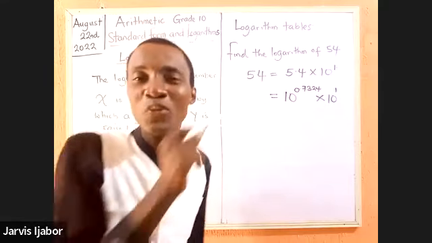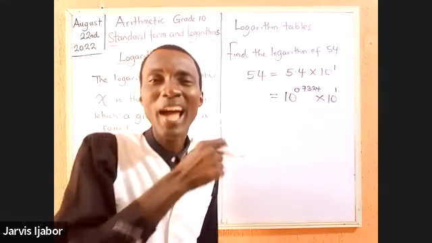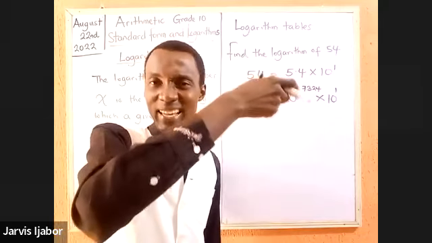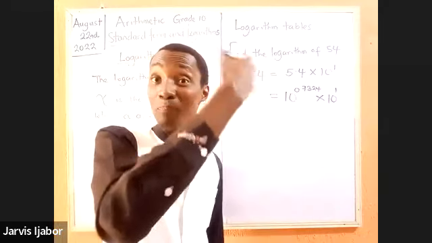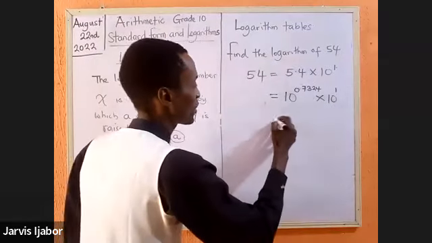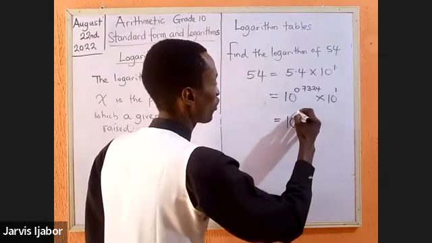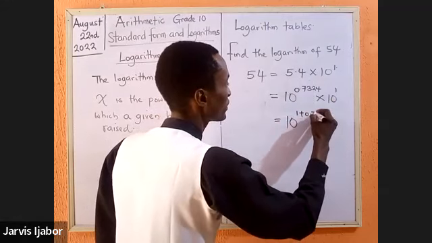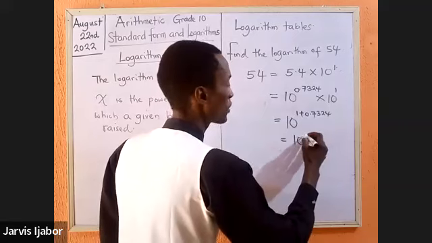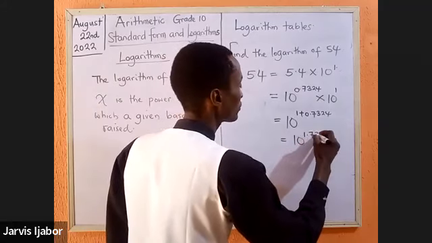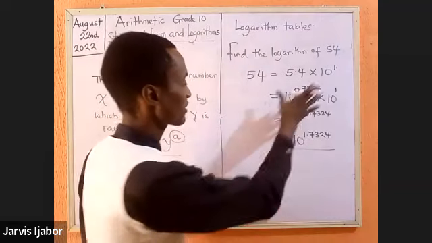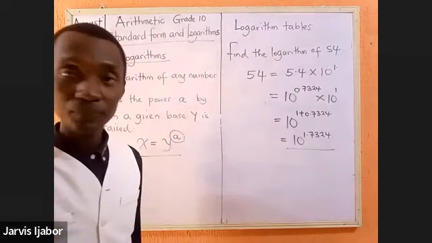From your knowledge of indices, if you multiply numbers or bases, what are you doing to their index or their power? You are adding them. So 1 plus 0.7324 will give me 10 raised to the power of 1.7324. So that's what this answer is going to be in this format.